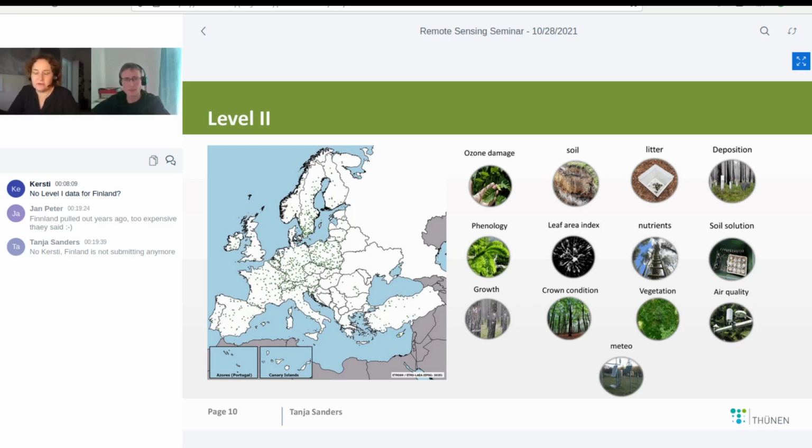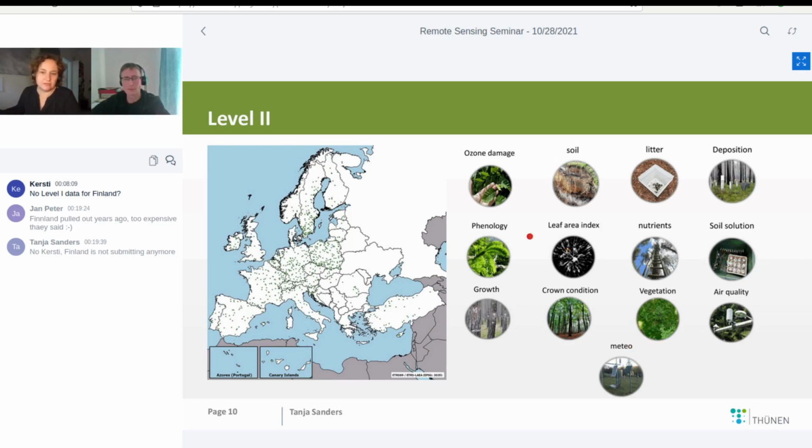And these are really to understand the response of trees to different stressors. We take meteorological data to understand the response to climate, air quality, and deposition. And we look at the response in growth, in the crown, in the ground vegetation, but also in the soil and in the soil solutions.